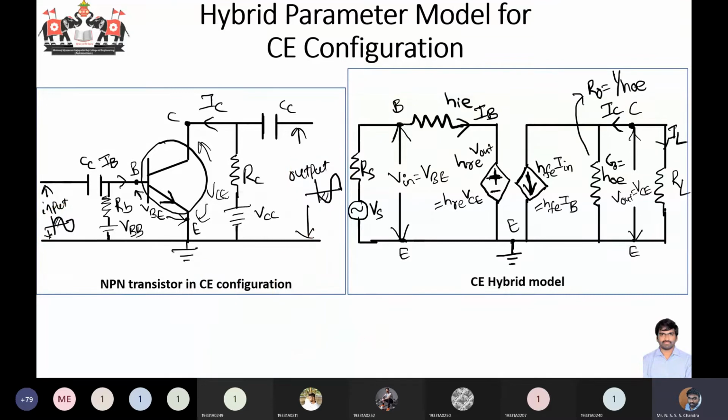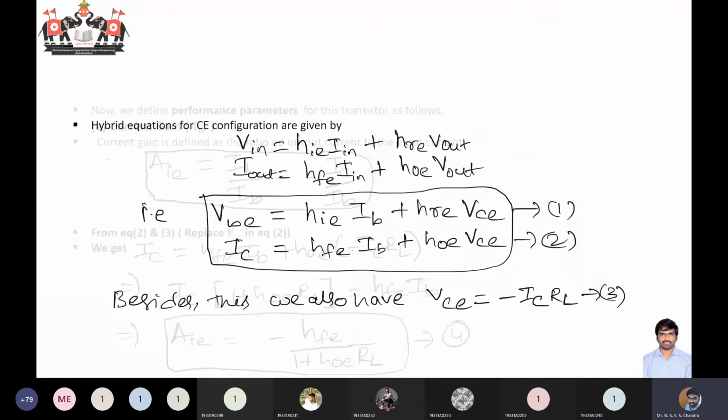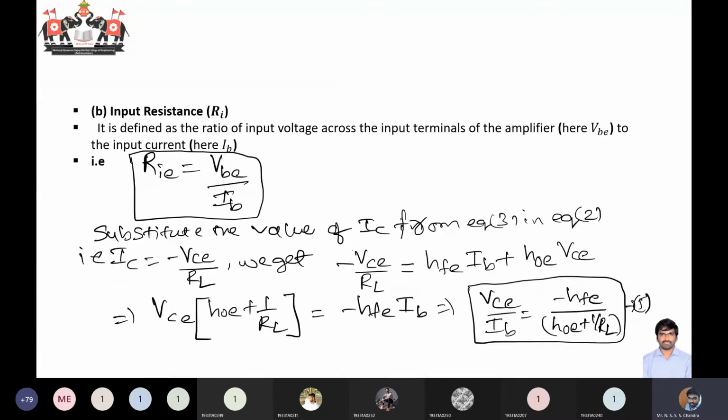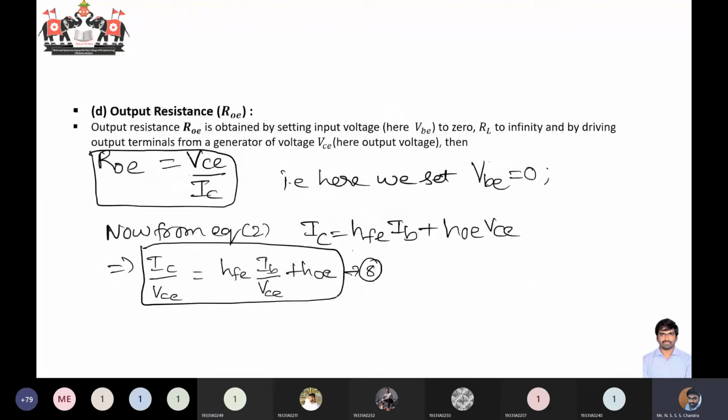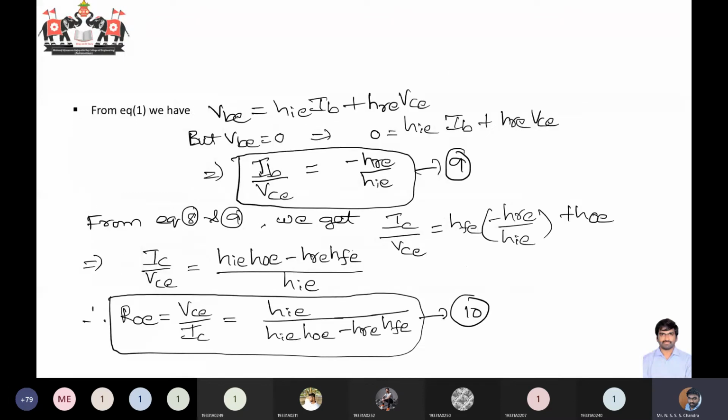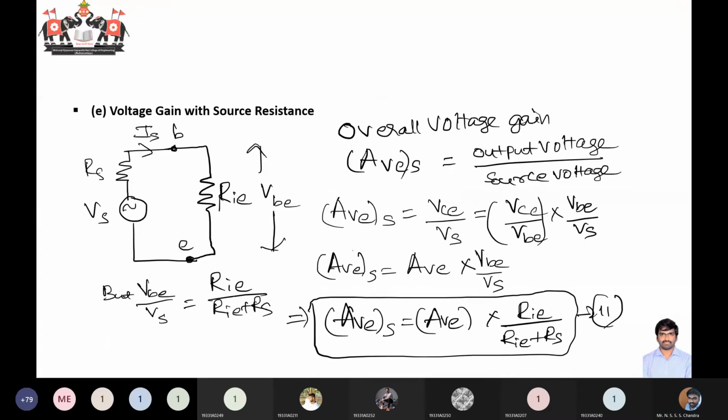Whereas if you are going for the CB or CC transistors, you will not see any such phase shift. So if you give a sine signal, you will get a sinusoidal signal. If you give a cosine signal, you will get a cosine signal. So there will not be any kind of phase shift.